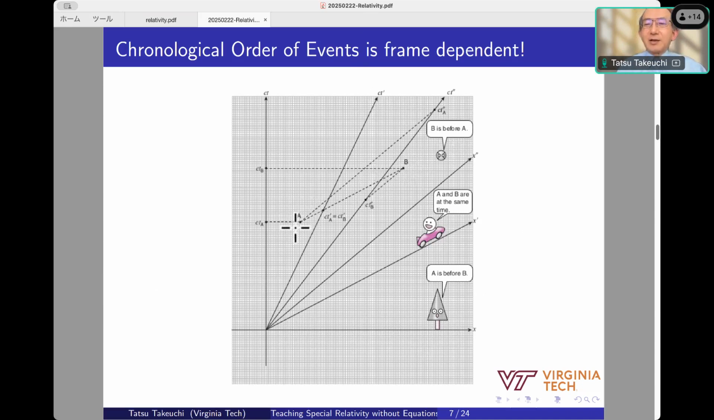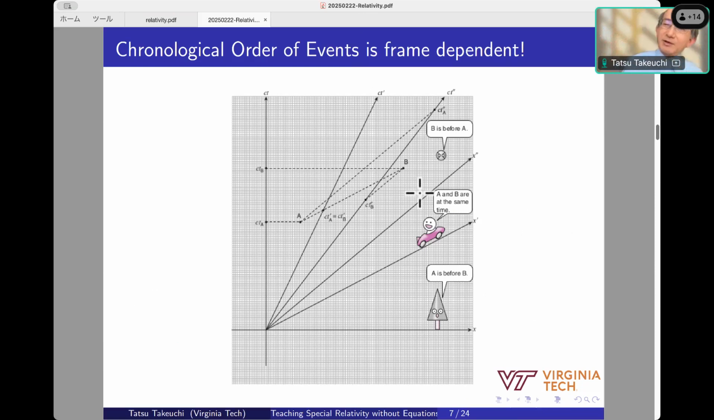So you can have two events happening somewhere in space-time, but the chronological order could be different depending on who is doing the observation, you know, which inertial frame you're doing the observation from.